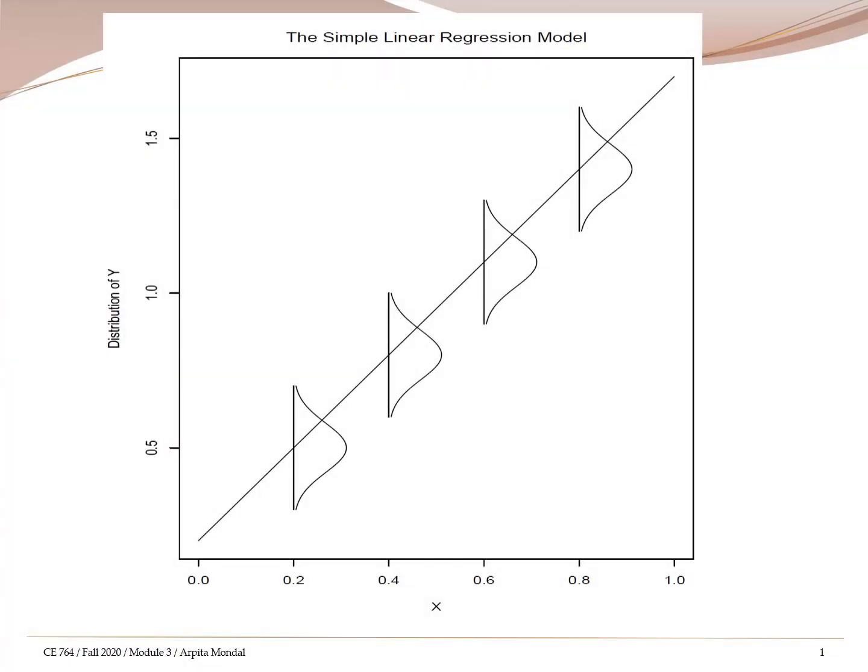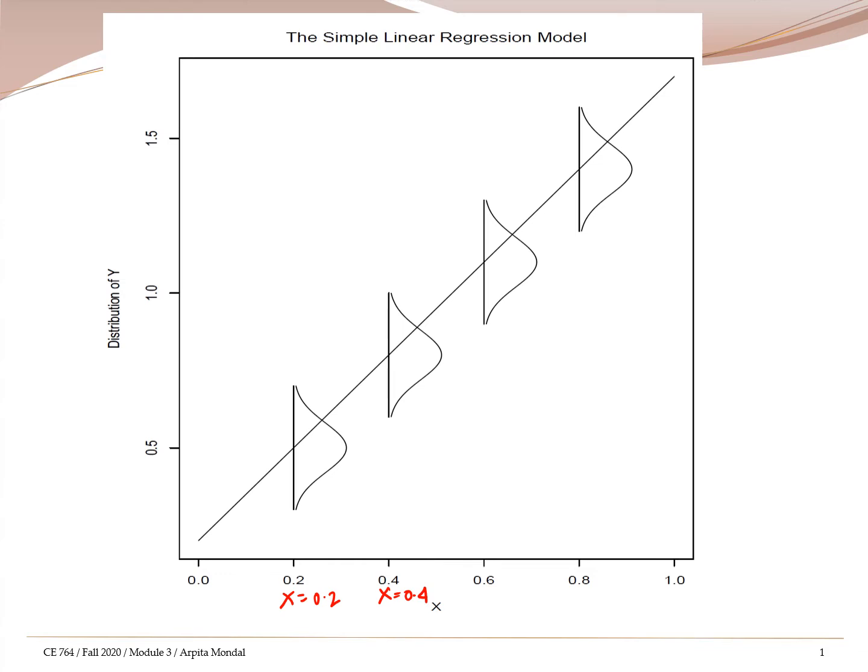So, in simple linear regression, we are interested in getting the distribution of the dependent random variable y at different levels of x. Here in this figure, you can see that x equal to 0.2 is a level, x equal to 0.4 is another level, and so on. So we have the different levels of x.